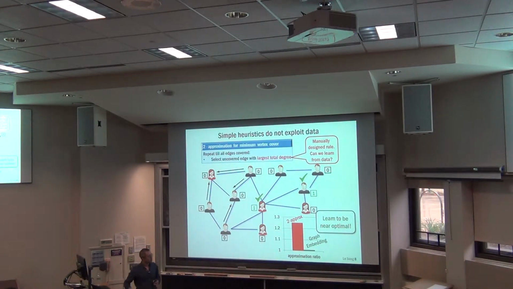Doing much better than 2-approximation. So the lower the better. Ideally you want to have 1. Based on this learned graph algorithm, you'll be able to do roughly 1, okay?